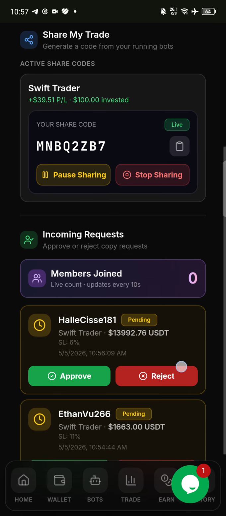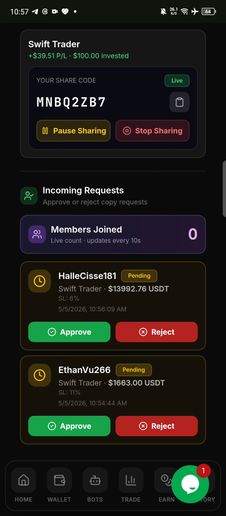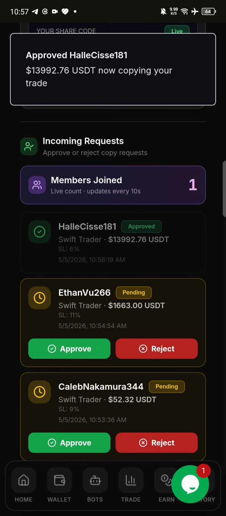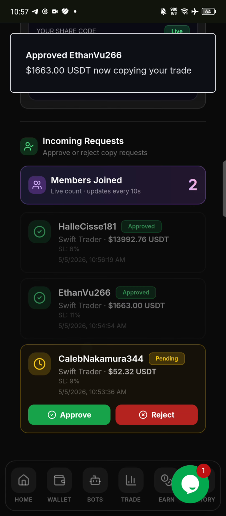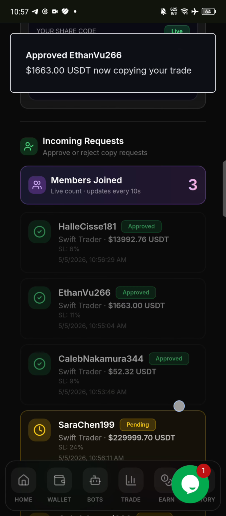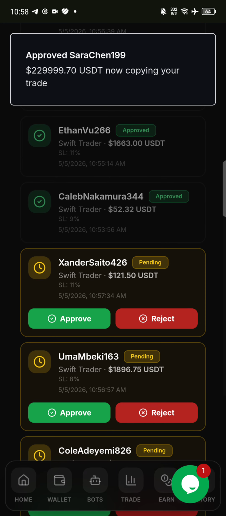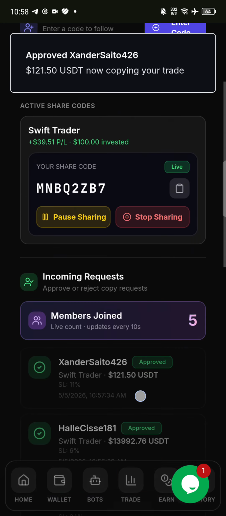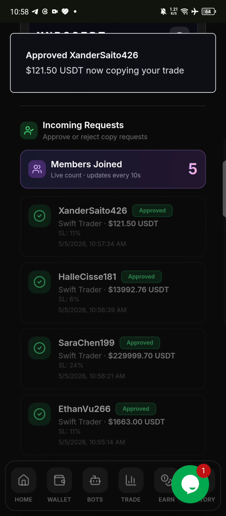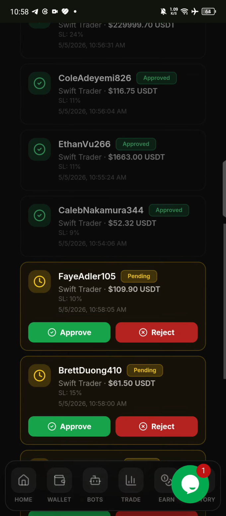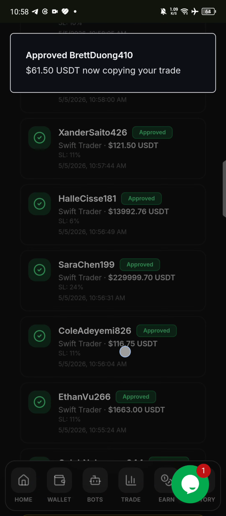It has been shared, guys, and you can see the requests have started coming. This one is doing 13,000. Let me approve that, with a stop loss of 6. Ethan is doing 1,600. You guys are crazy. This one is doing 52. Yeah, the bot runs for 52. I've approved that. This one, what, all this money? Okay, that's good risk. This is 229,000 USDT. Okay, guys, let me approve.